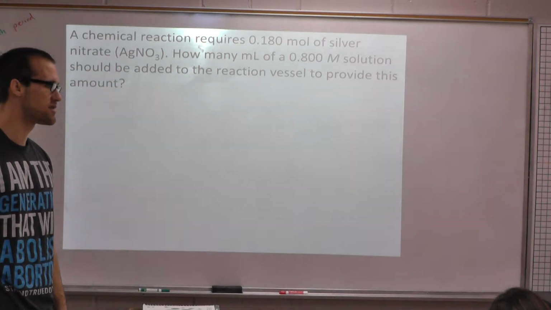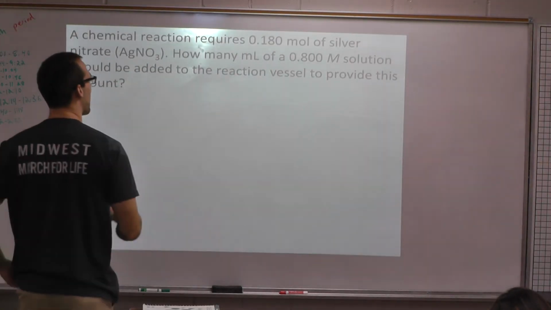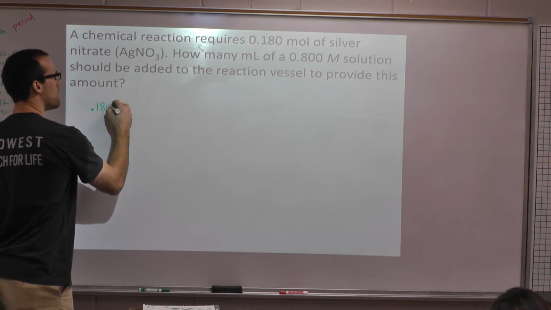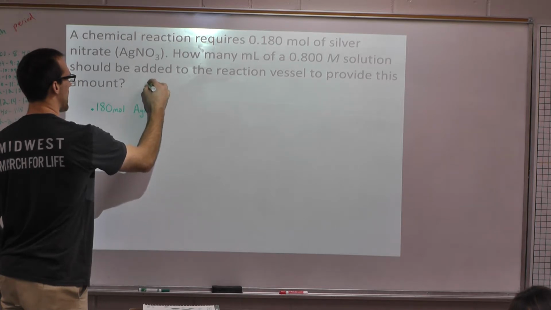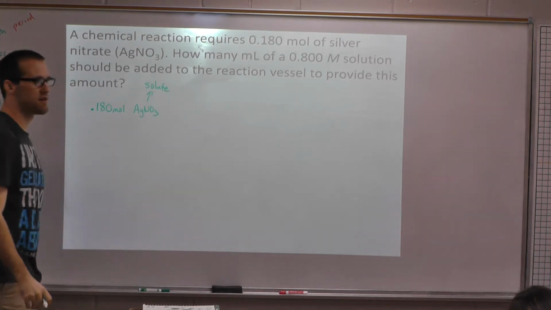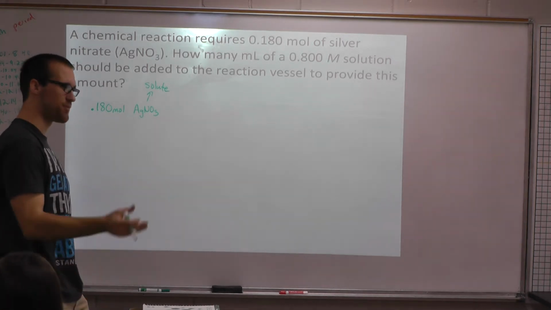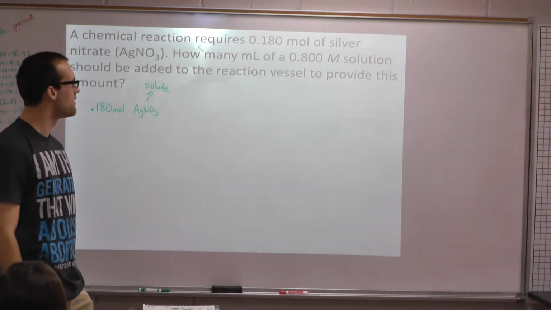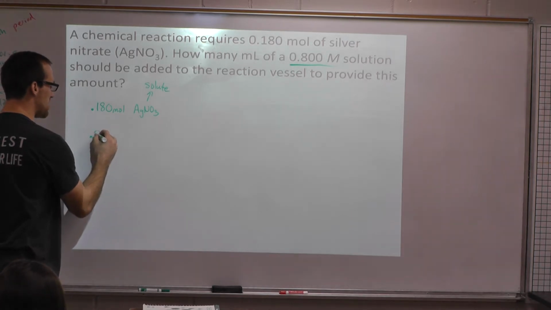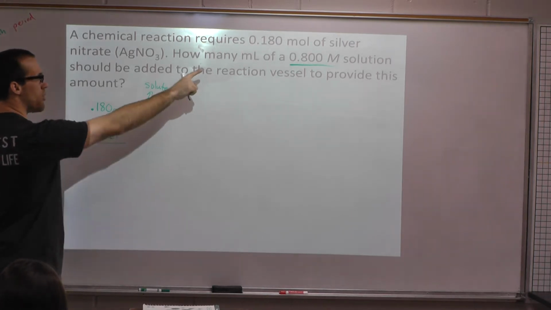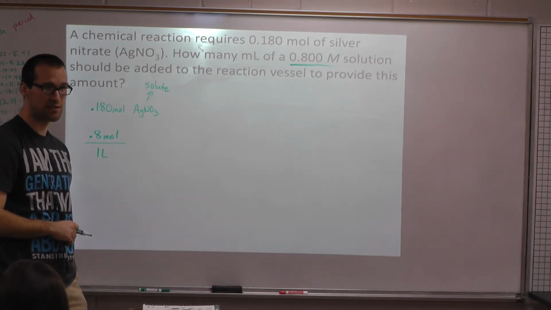Okay, so we got a chemical reaction that requires 0.18 moles of AgNO3. I'm guessing that's probably my solute. Yep. Okay? Hey, this is just what I said is possible a second ago. They gave you molarity. If they give you molarity, you usually use it as a conversion factor. 0.8 over 1 if you write it out. That's what big M represents.